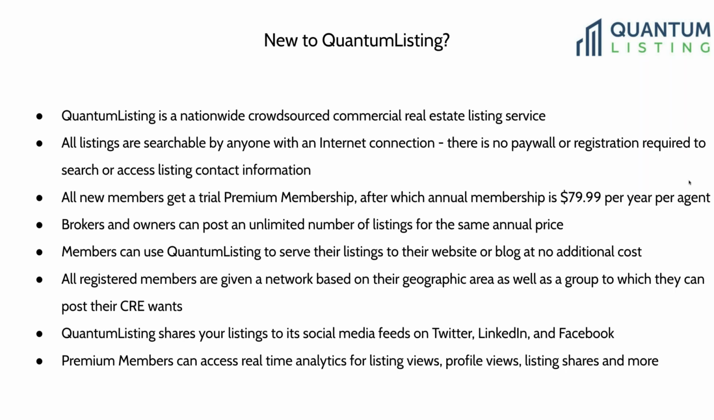Quantum Listing shares your listings to its social media feed. So when you add your listing, right away, your listing will be shared to our account on Twitter. I think we have 10,000 followers plus or minus on Twitter. It gets put in a queue to get shared to LinkedIn and Facebook. Twitter has a much higher daily ceiling on the number of posts that you can have. That's why Twitter goes out right away, and LinkedIn and Facebook it could take a period of weeks before your listing gets sent out by us.